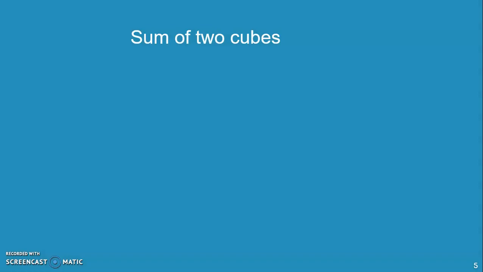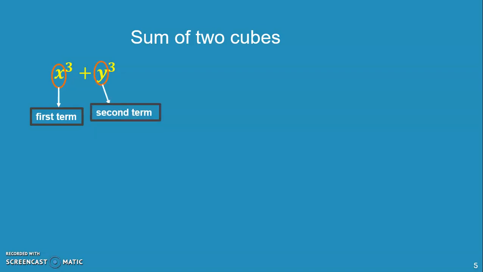Okay, dito tayo mag-start sa sum of two cubes. Pag sinabi natin sum, it is an addition, right? Or plus ang sign niya. Pag may nakita tayo given na ganito, cube of the first term plus the cube of the second term. So this x here is our first term, and our y is the second term.